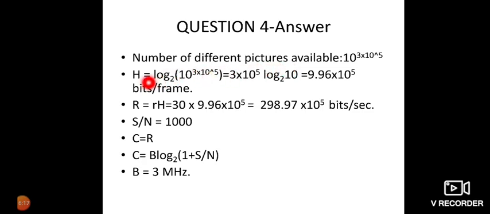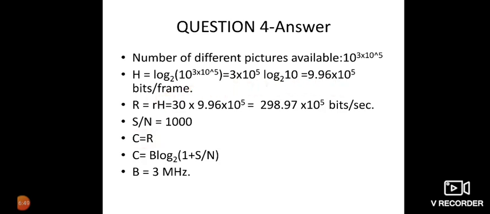Okay, then we will find out H. H is what? Entropy. So log base 2 of the number of picture elements. So look, this 10 to the power 3 into 10 raised to 5. Okay, how do we find this? How do we find log a raised to b? It is b log a, right? So here 3 into 10 raised to 5 log base 2 of 10. This is the operation. Then we will get 9.96 into 10 raised to 5 bits per frame.